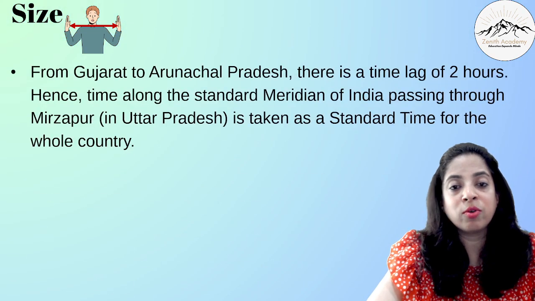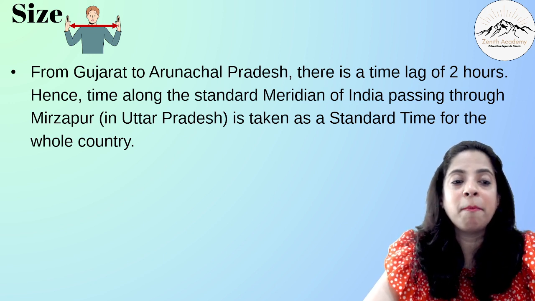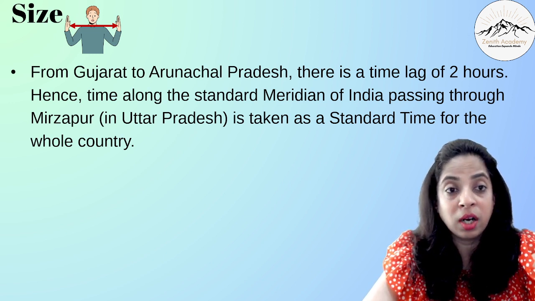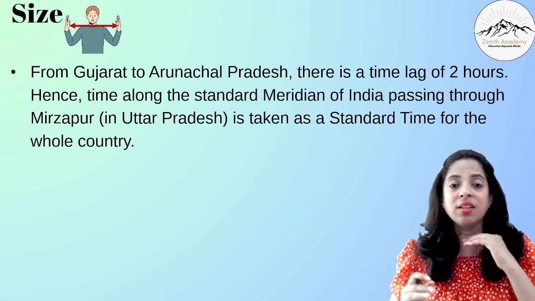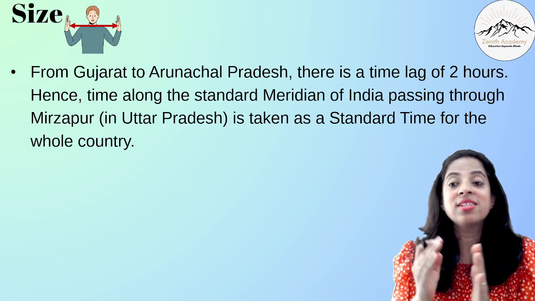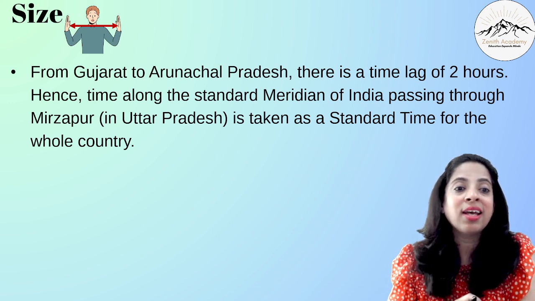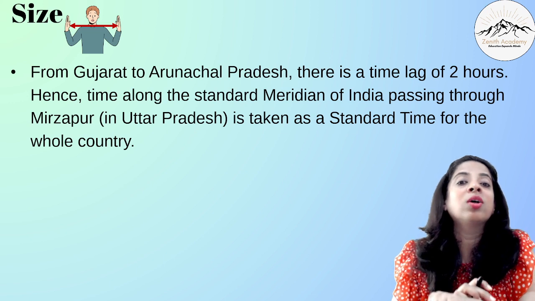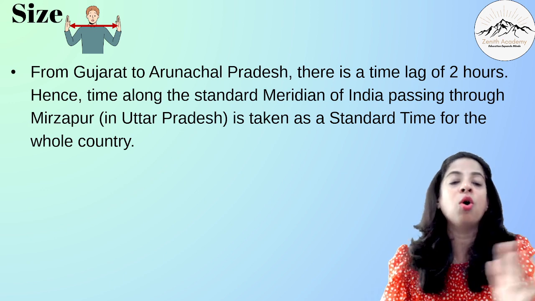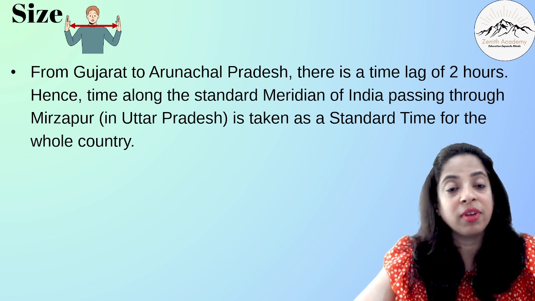Now, from Gujarat to Arunachal Pradesh, there is a time lag of 2 hours. Hence, time along the standard meridian of India passing through Mirzapur in Uttar Pradesh is taken as standard time for the whole country. So, remember this, children, there is a time lag of 2 hours as you move from Gujarat to Arunachal Pradesh. Hence, whatever time it is in Mirzapur is taken as the standard time for the whole of India.